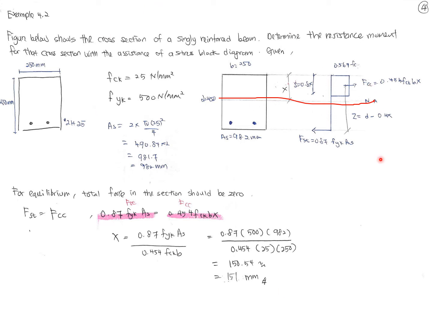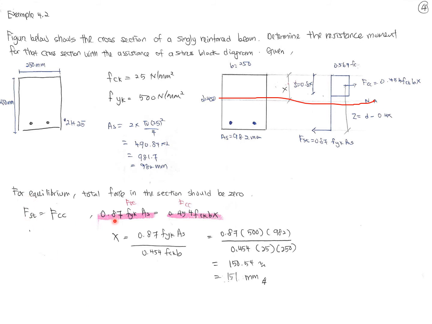All these slides I have also given in PDF format, so you can go through it if this is not really clear because I scanned it. For equilibrium, the total force in the section should be 0, meaning the total of the top and bottom forces should be 0. So Fst is equal to Fcc.